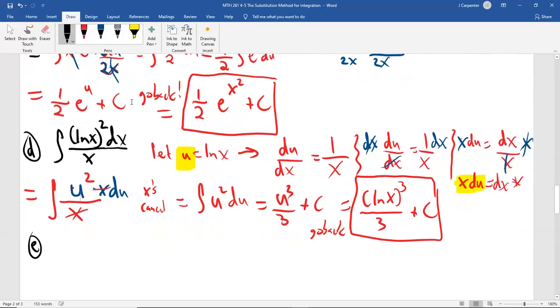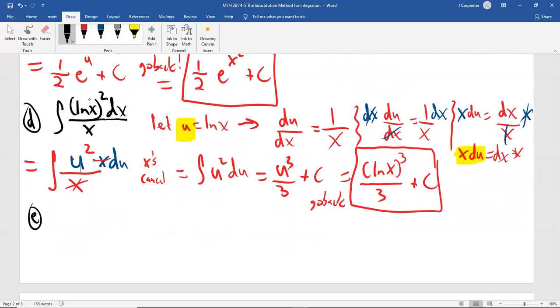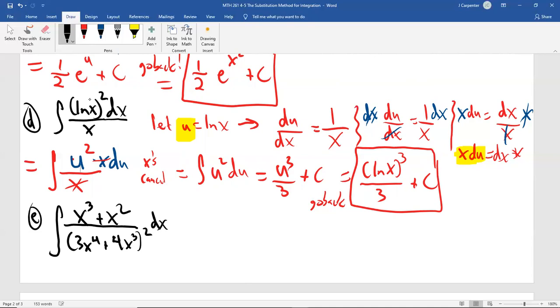Pause if you still need to think about this. Next, the integral. All right, big fraction, x cubed plus x squared, all over, parentheses, 3x to the 4th plus 4x to the 3rd squared. And then I'll put my dx to the side. Or I could wrap the top in parentheses and put it in the top. That would be fine as well.